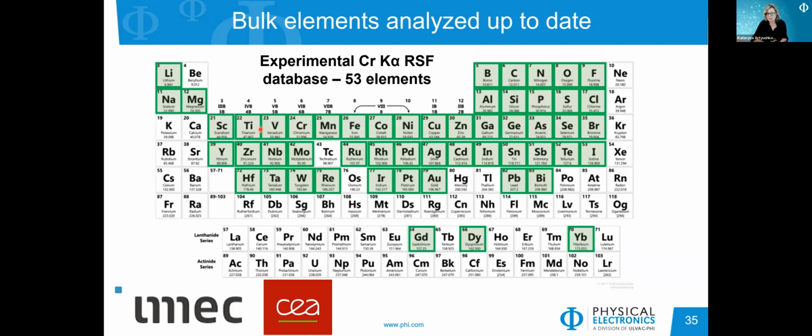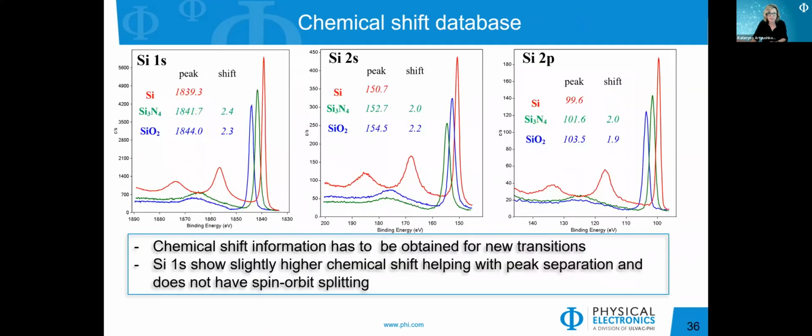We released a second, experimental database to our customers a few months ago. So now there are 53 elements that have RSFs for all transitions that have been analyzed in collaboration with IMEC and CEA. That is really an important and ongoing project. Of course, we would like to complete the whole periodic table, so we have an equivalent database to what we have for the aluminum X-ray source. Along with that quantification, we are also doing a chemical shift database.